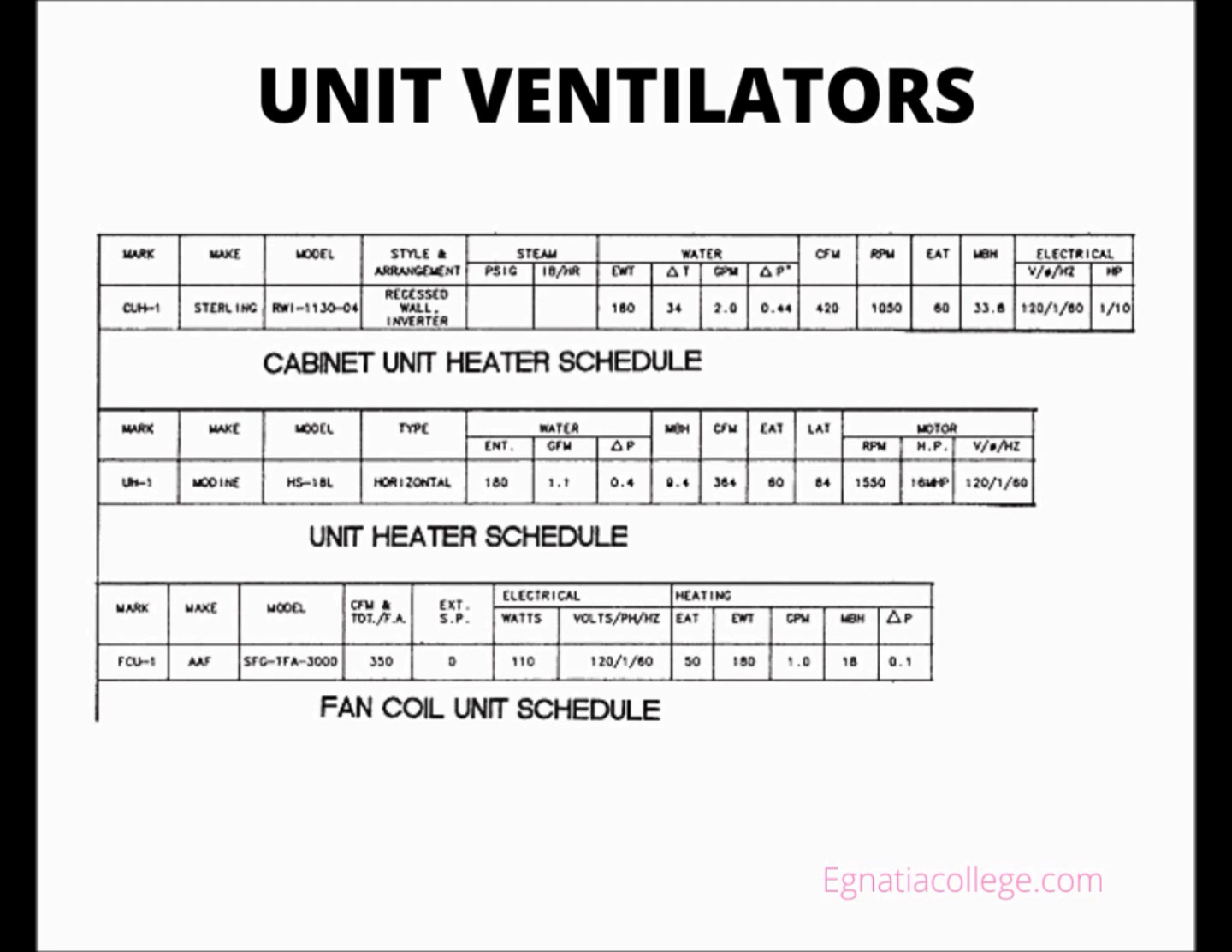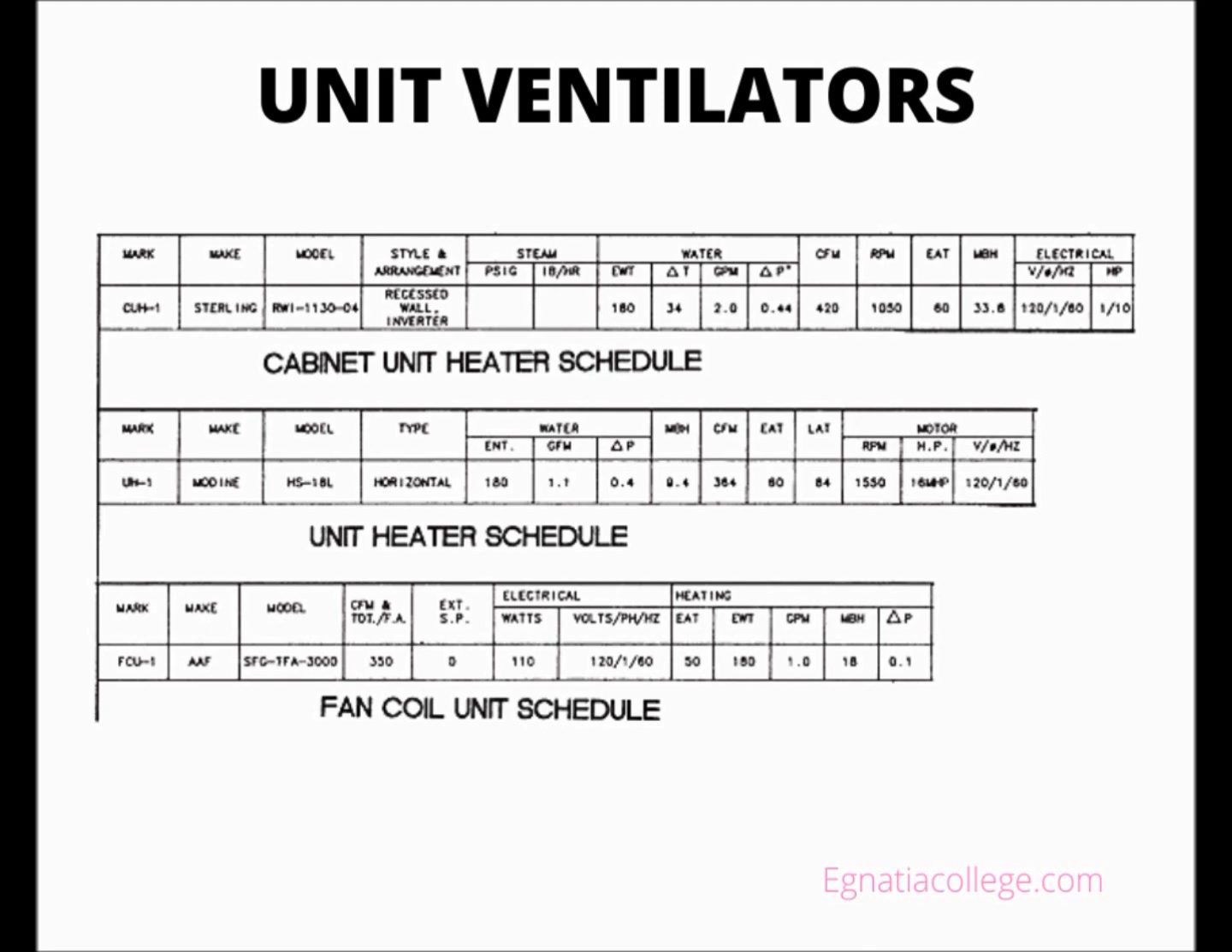In some spaces, such as stairways and storage closets, the heaters are not labeled as UV unit ventilators. These are cabinet unit heaters, CUH, that mount on the surface of the wall and do not have ventilation capability, and fan coil units, FCU, that are intended to provide more heat than ventilation. This figure shows the schedules for the units marked as CUH, UH, and FCU.